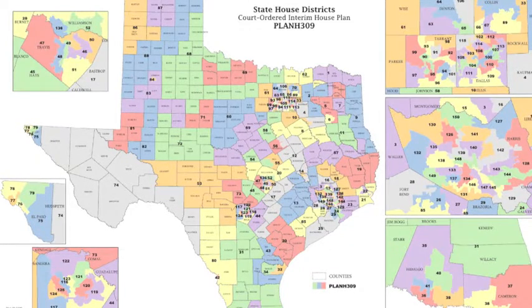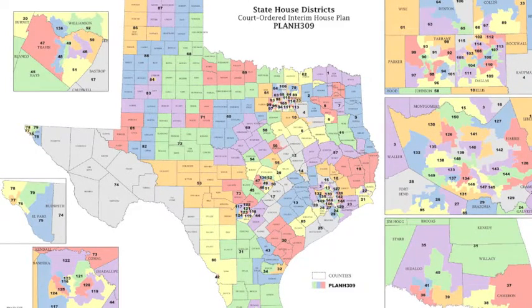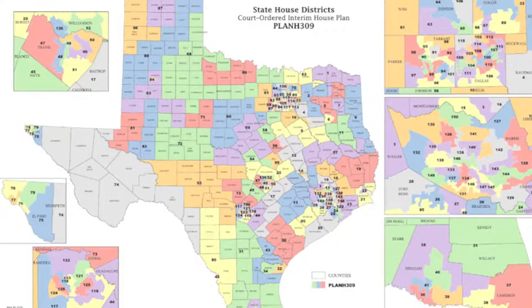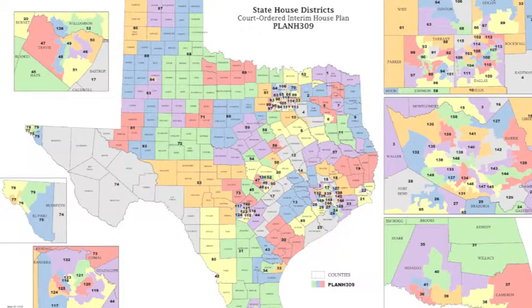We have 181 representatives in the Texas Congress. There are 150 House members and there are 31 senators. These are represented one representative at a time from each district. So there are going to be 150 House districts and 31 Senate districts. You can see in the map here, this is what we have for districts in Texas.